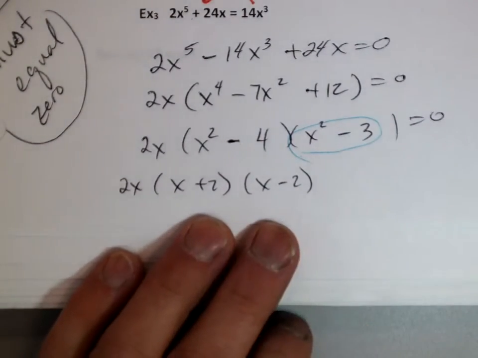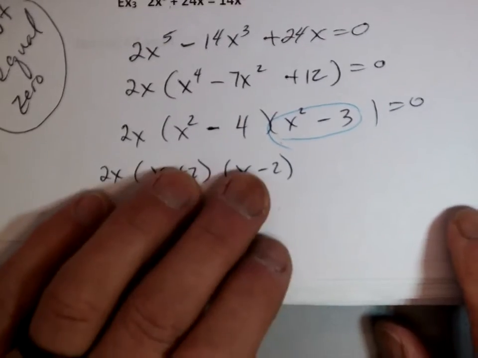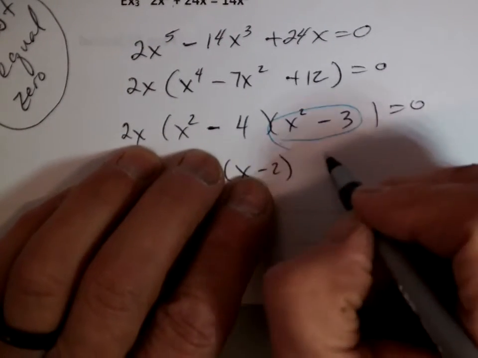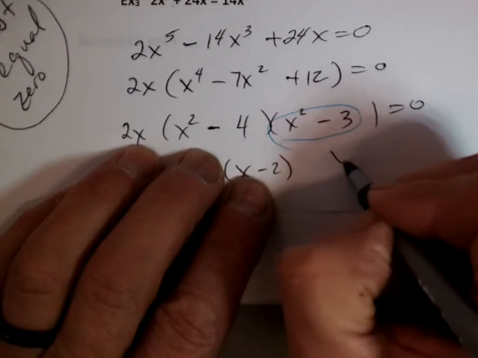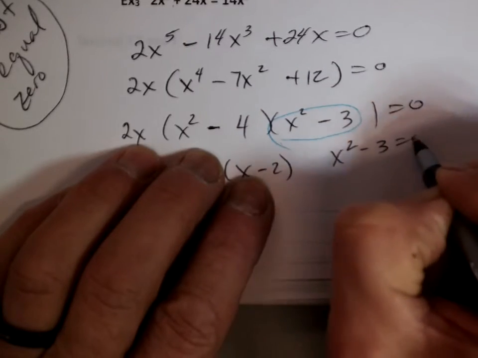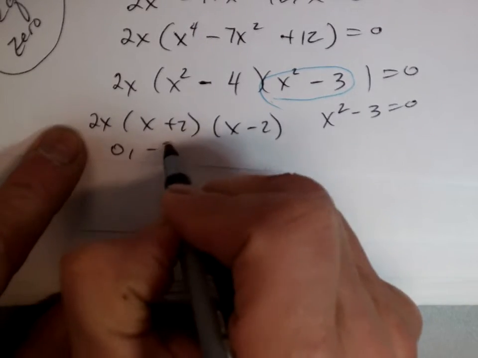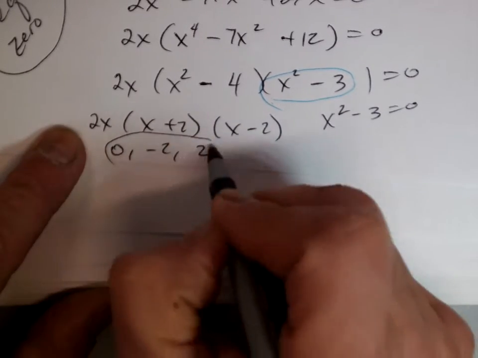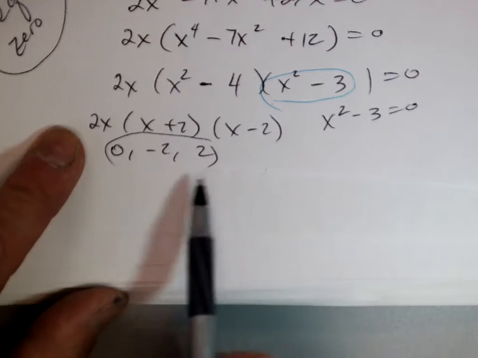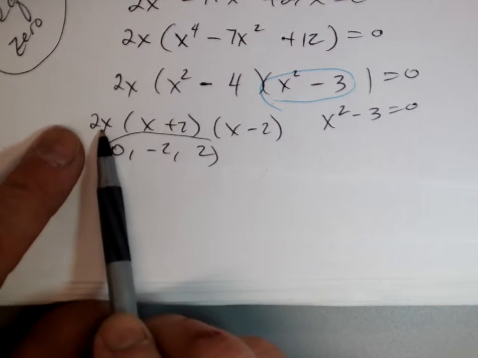Right. Great question. I'm going to leave it. I'm going to do this one separate. Okay. What do I do about this x squared minus 3? I'm going to solve it. Because you guys can already see 0, negative 2, and 2, can't you? You guys see those? That seems pretty easy, right? 0, divide by 2, divide by 2.